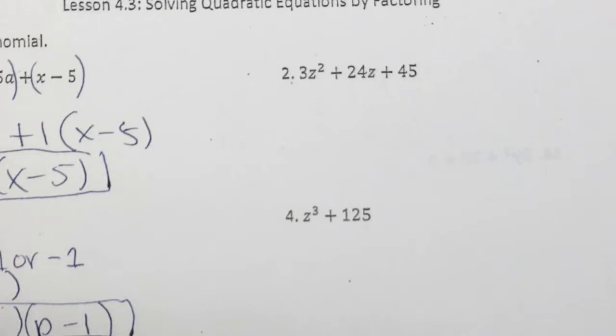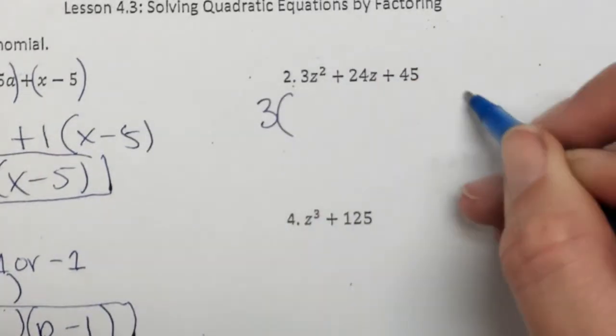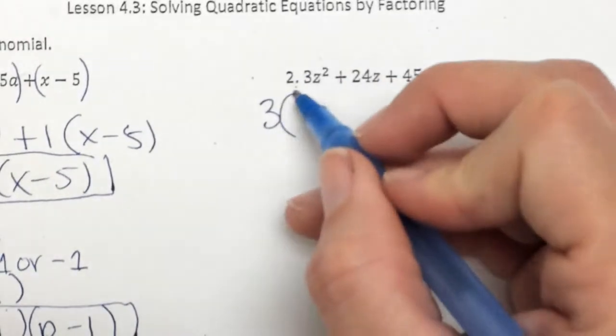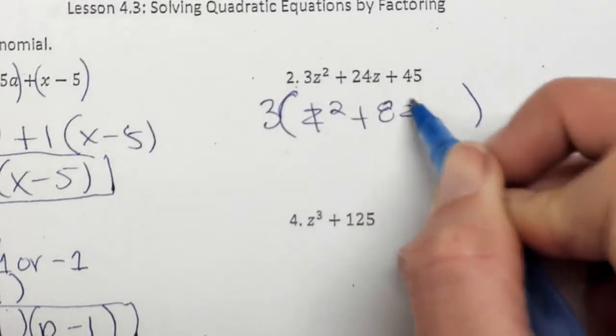Always check for GCF. GCF means what? So if they have something in common, right? Do all of these have something in common? They have a what, Simon? Okay, and that's significant. Here's why. If I take out a 3 out of everything, Caleb, what would I get in my parentheses? Z squared plus 8Z plus 15. And now it's AC what?